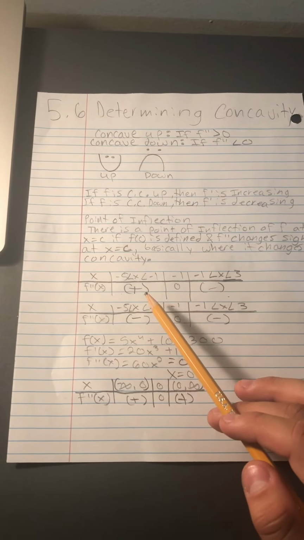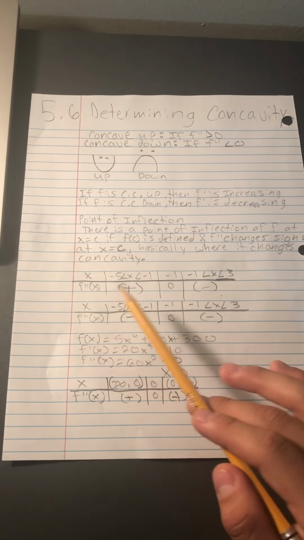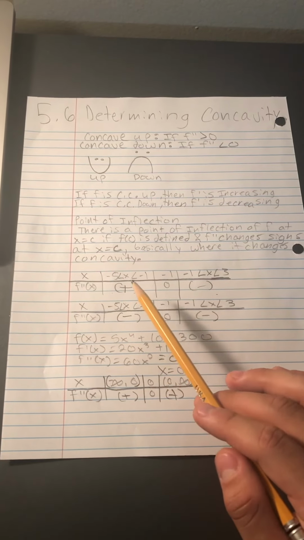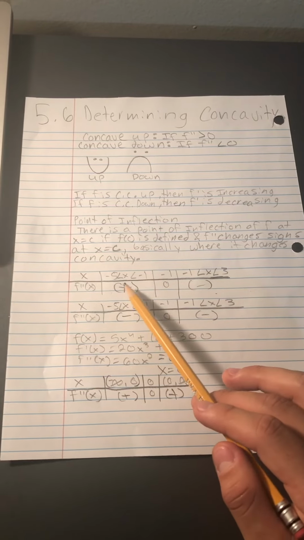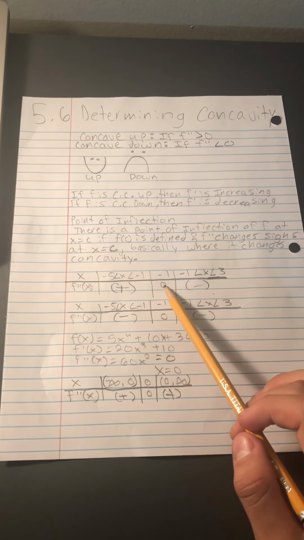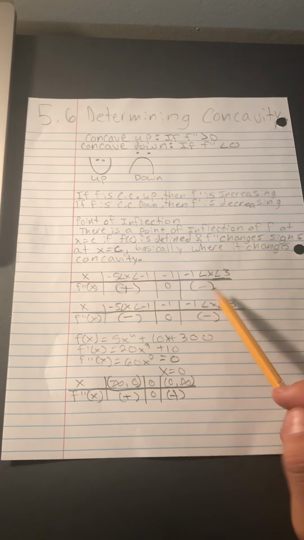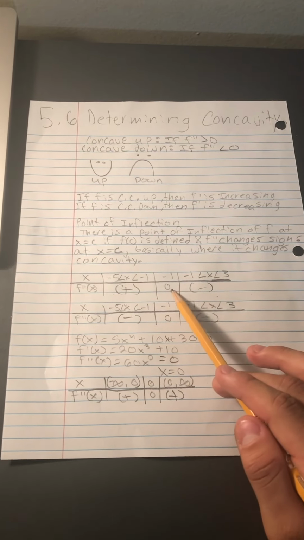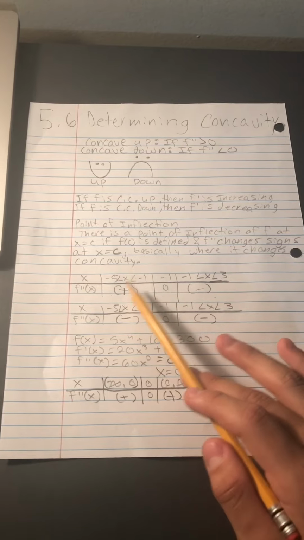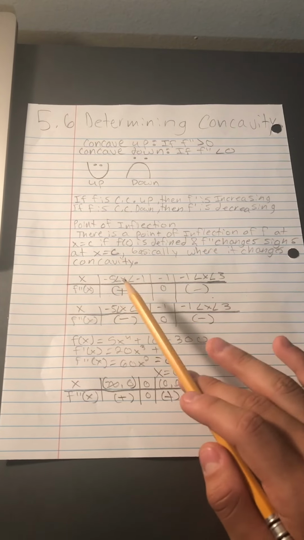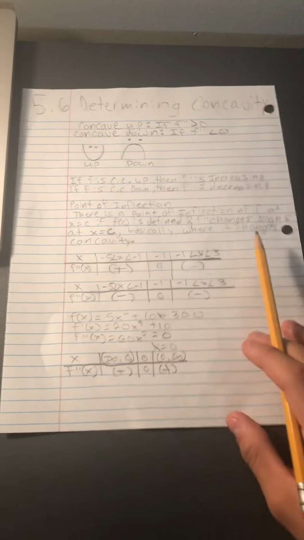So basically, since this f double prime is positive, that means we have a concave up here, and we go back down to our 0 and then go into a concave down. So our point of inflection will be -1. This positive interval is going to be concave up, and this one's going to be concave down.